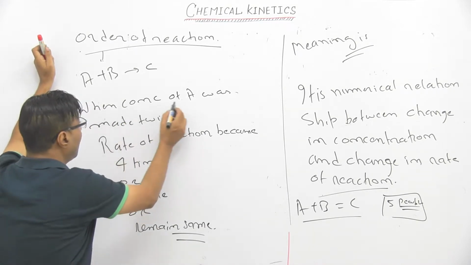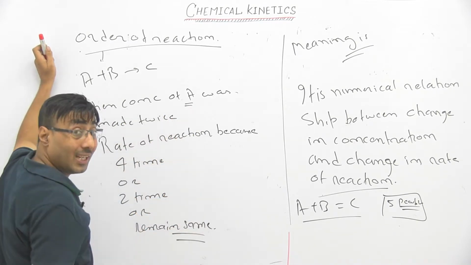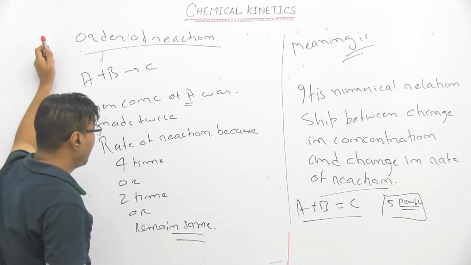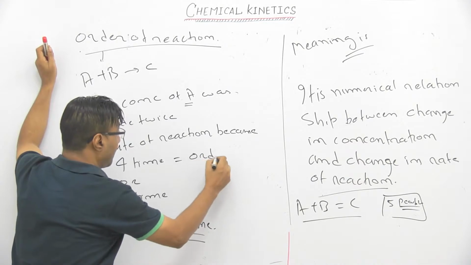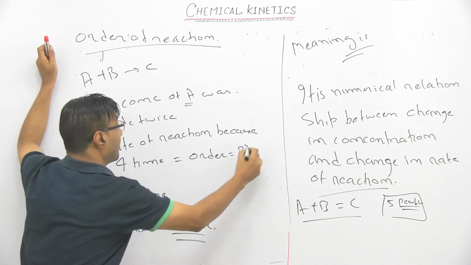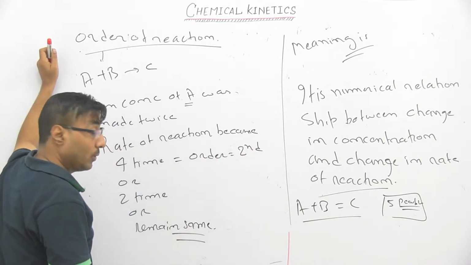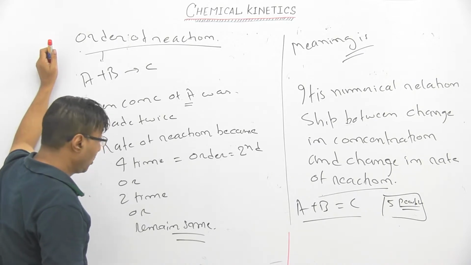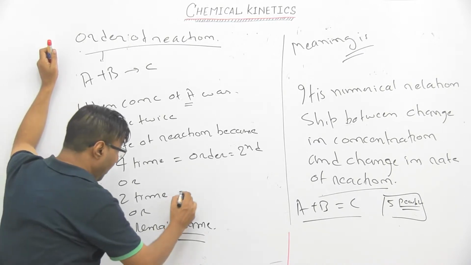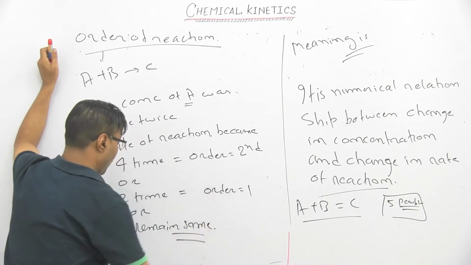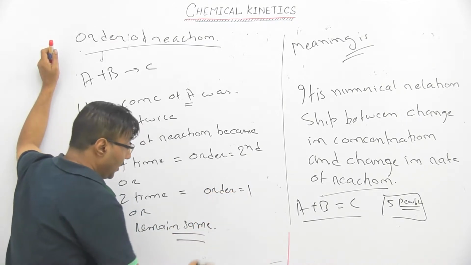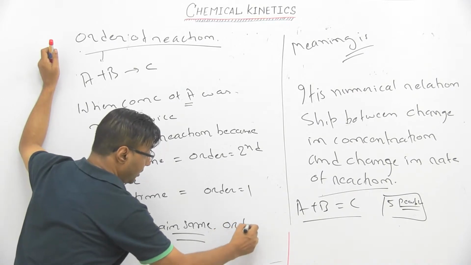Suppose when we change the concentration of A by 2 times, and rate becomes 4 times, it means order is second. If we change the concentration to 2 times and rate becomes twice, it means order is 1. If it doesn't change, it means order is 0.